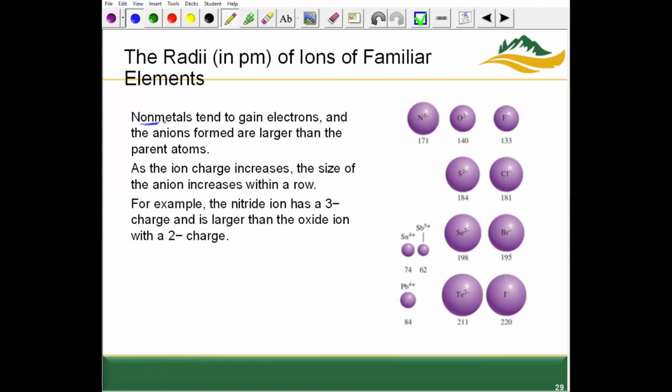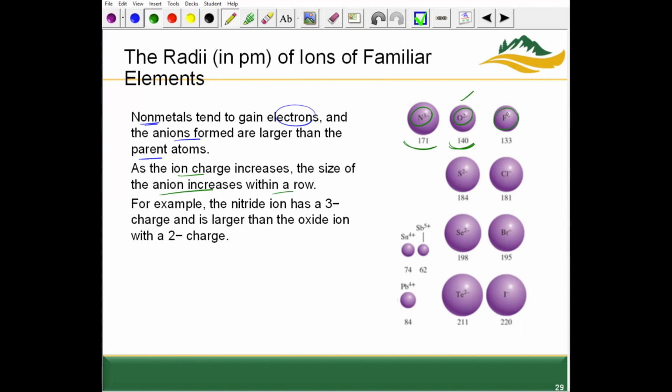Then the nonmetals typically form anions. When they gain electrons, the anions formed are larger than their parent atoms. As the ion charge increases, the size of the anion will also increase within a row. So nitride, 171 picometers, oxide, even smaller, so 140. That's because this has to gain 3 electrons, but this one only 2. So this will be a little bit smaller than this.